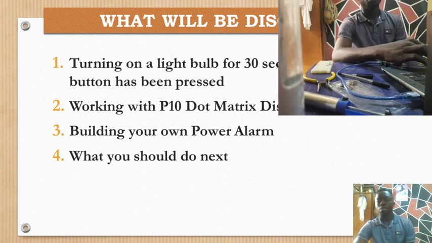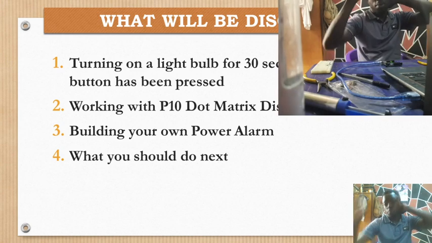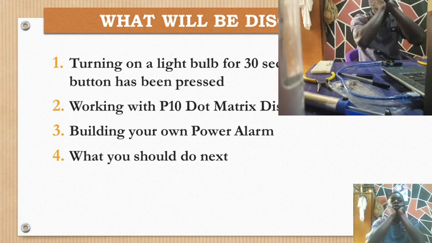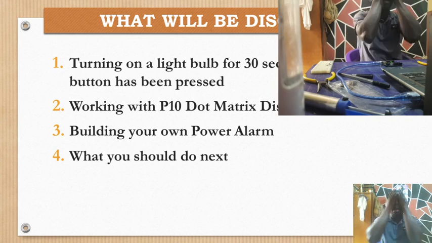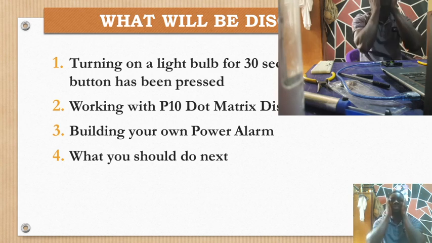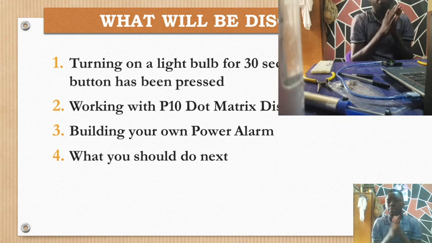I think that is all for today. In the next lesson, we pick up the topic, which is turning on a light bulb for 30 seconds after a button has been pressed. We do that in the next lesson.